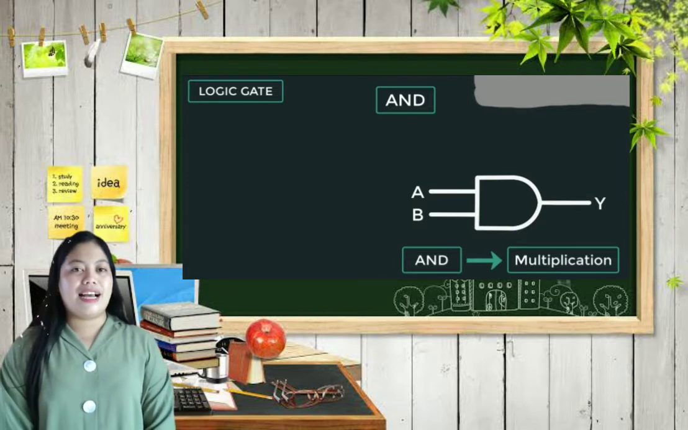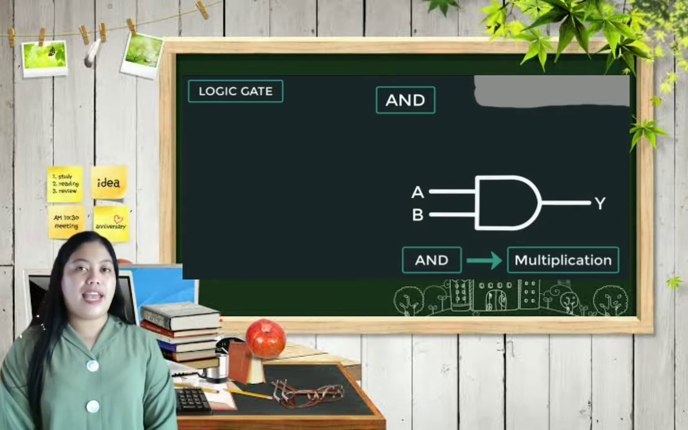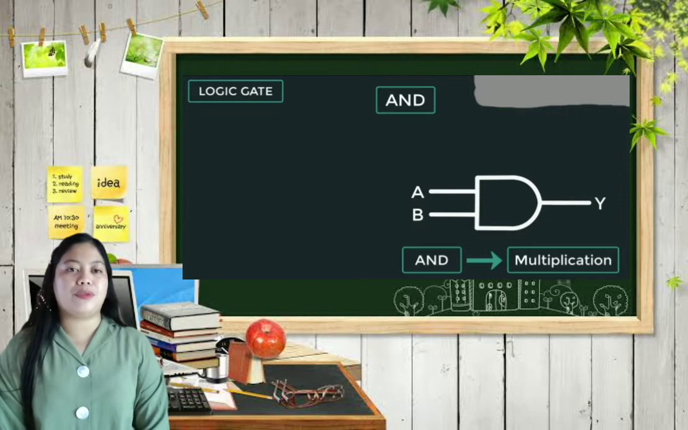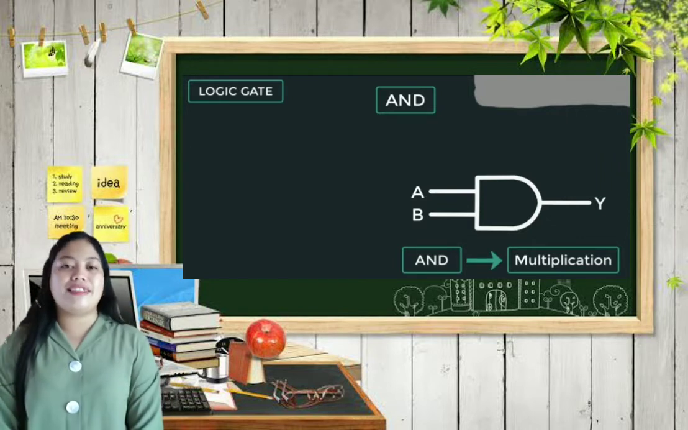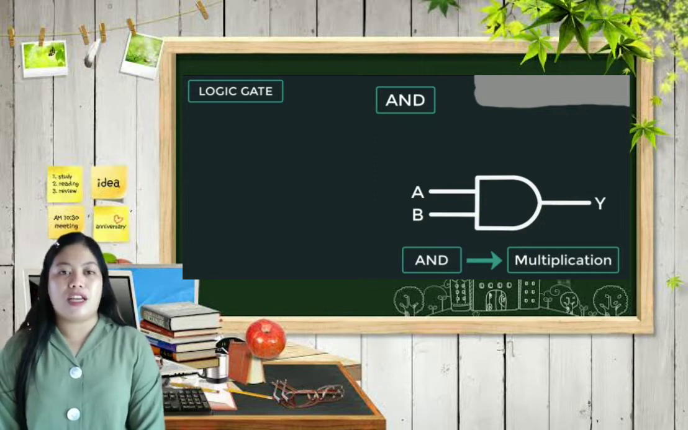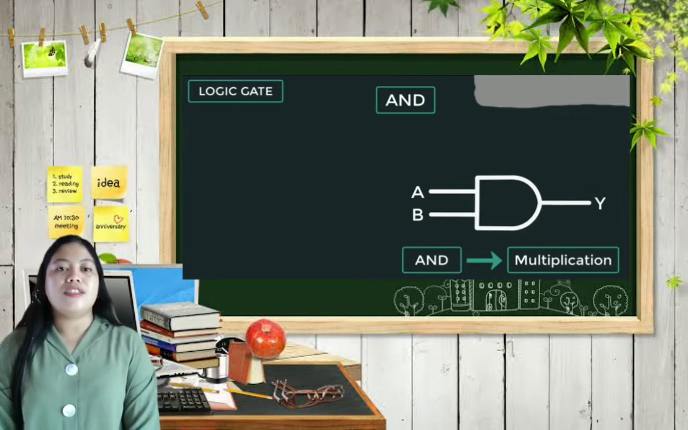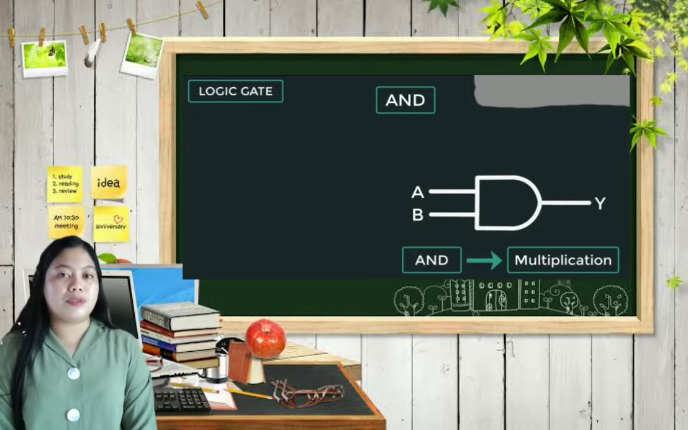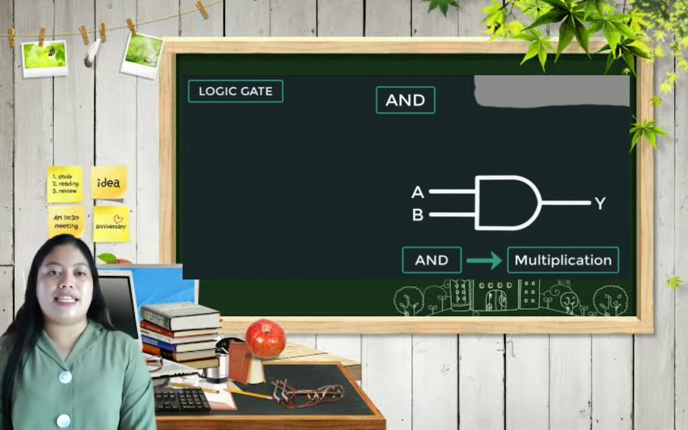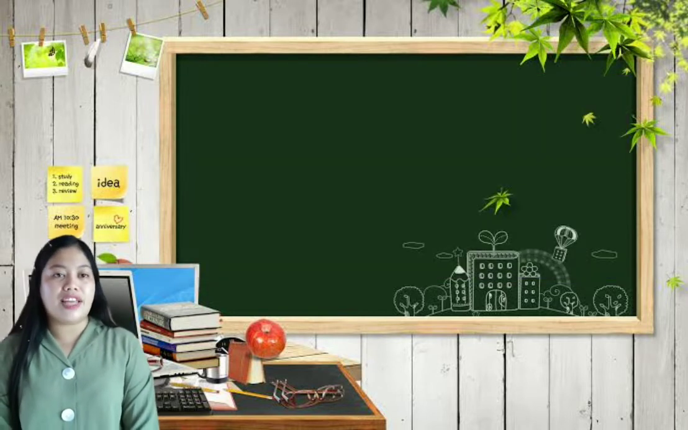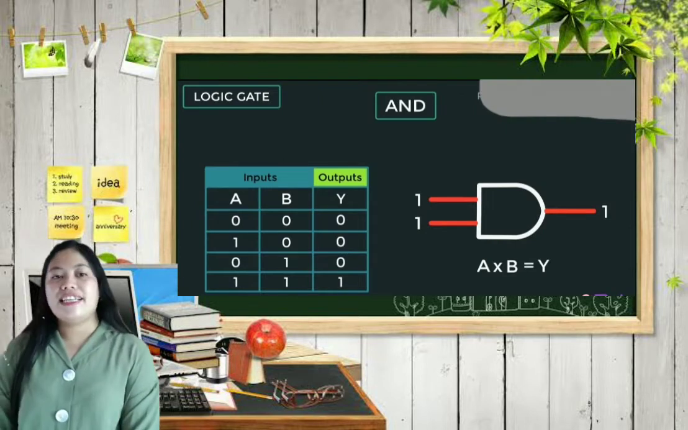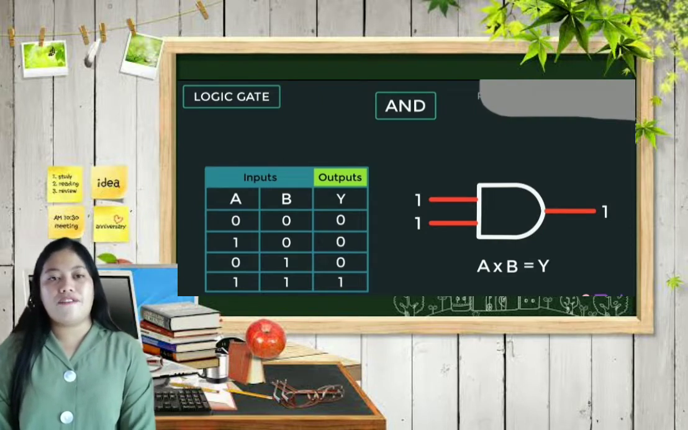Similar to OR gate, AND gate also has 2 inputs A and B and 1 output Y. The working of AND gate is based on the mathematical meaning of AND, that is multiplication. For the AND gate to give an output, both the inputs A and B should have a signal. Let's see the logic table for AND gate. It can have 4 combinations of input.